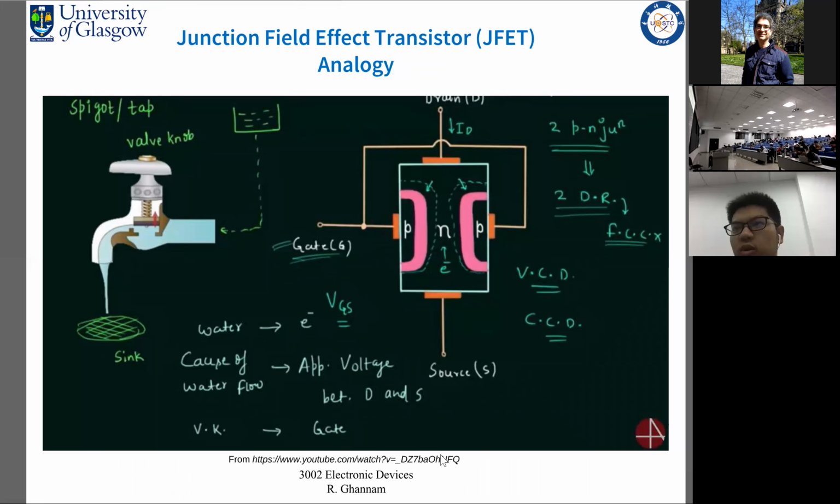So there is this nice video that you can see, and it shows some parallels, analogies between a JFET and a faucet. A faucet is where you get some water. I would encourage you to have a look at this video. It explains how the JFET works, very similar to a water faucet.